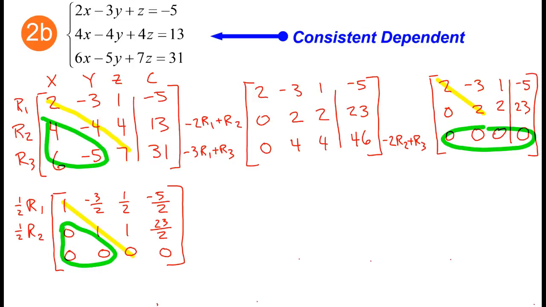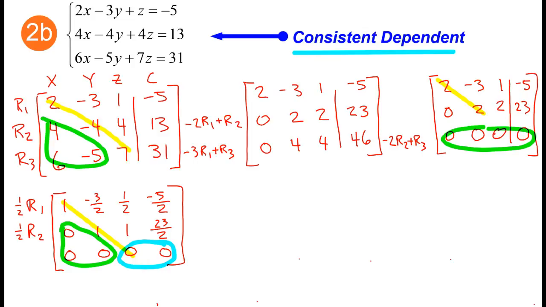So what we really need to talk about is this little feature right here. I have this whole row of 0s. It's basically saying 0x plus 0y plus 0z equals 0. And that is a true statement. That's why this system is a consistent dependent system. If you go back and look at our notes, that basically means we have infinitely many solutions.